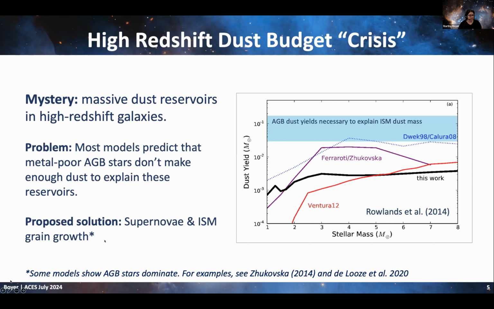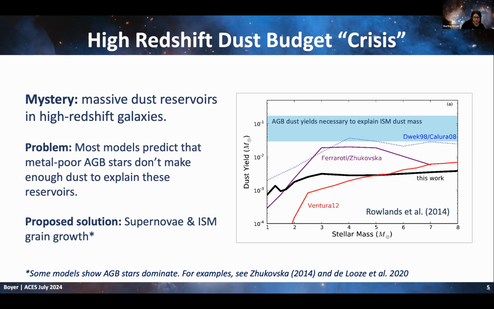However, I will say that there have been models recently, and I have just a couple examples down here, Zhukovska and Dell'Agli et al., that show that AGB stars actually can dominate in the models depending on some different conditions. What is the star formation history? What is the age? What is the metallicity? And in certain situations, the AGB stars can dominate even over grain growth.